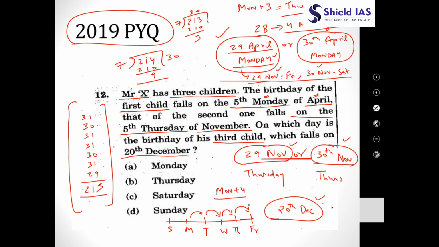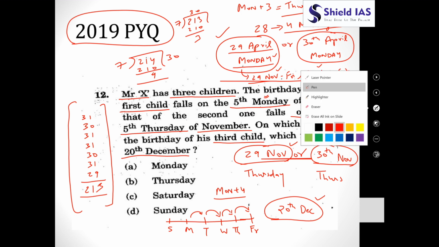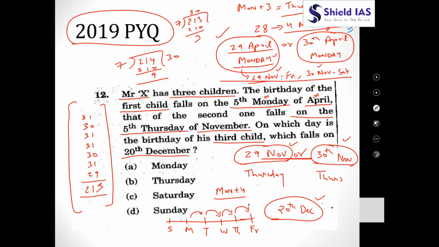So if 30th April is Monday, then 29th November comes out to be Thursday. So both the conditions of the question are satisfied now. So now we can directly calculate what will be the day on 20th December of this particular year which we are calculating, right?